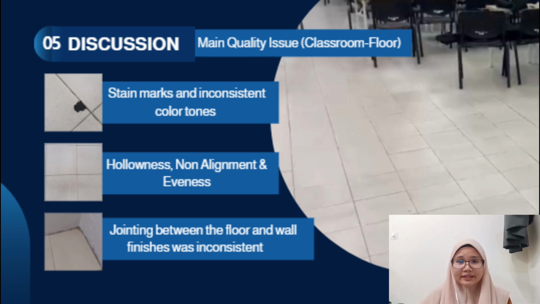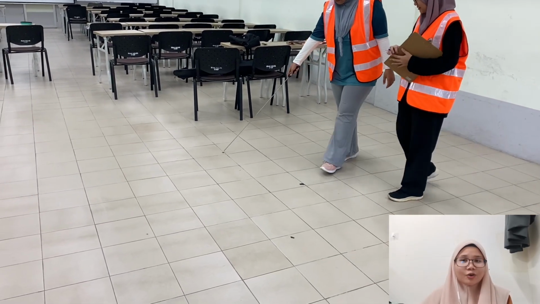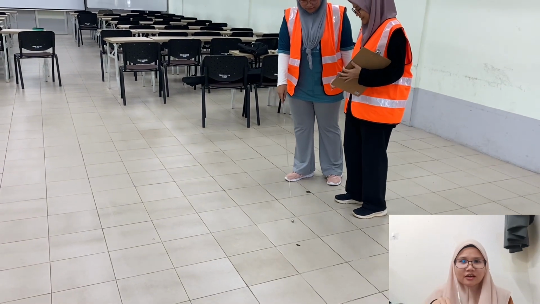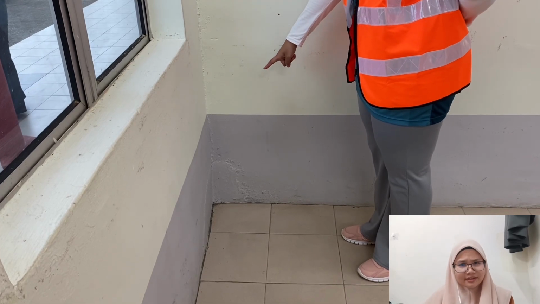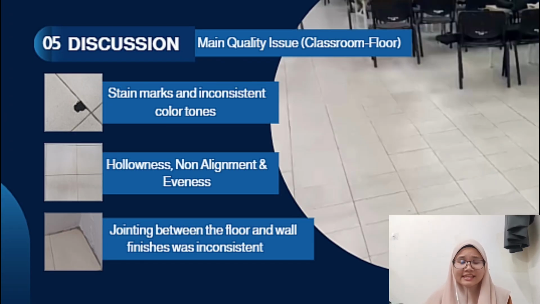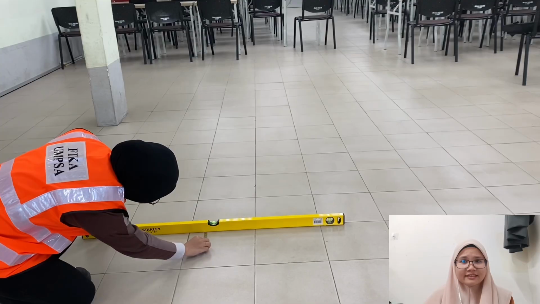The discussion part includes the main quality issues. Firstly, for the classroom floors, four issues were observed, which are finishing, hollowness, alignment and evenness, and jointing. We found that there were stain marks and uneven color tones on the floor surface. Secondly, hollow sounds were detected in some areas in the classroom, showing possible voids underneath. Thirdly, the floor was uneven with noticeable irregularities. And lastly, the jointing between the floor and the walls was inconsistent, affecting the overall look.